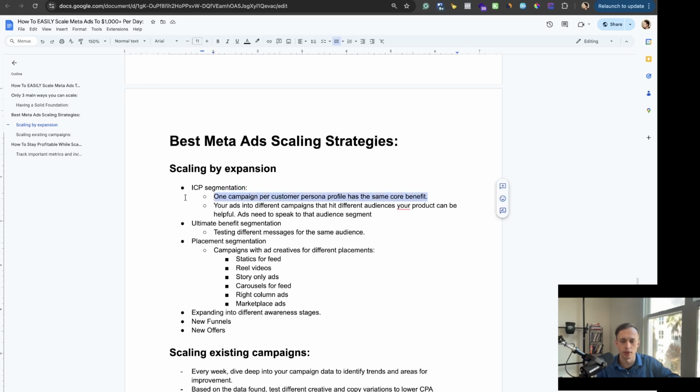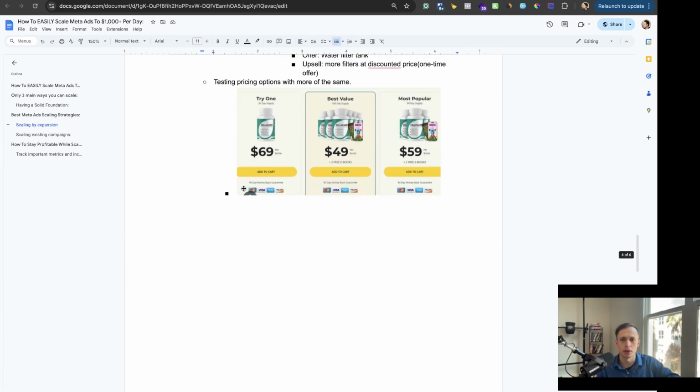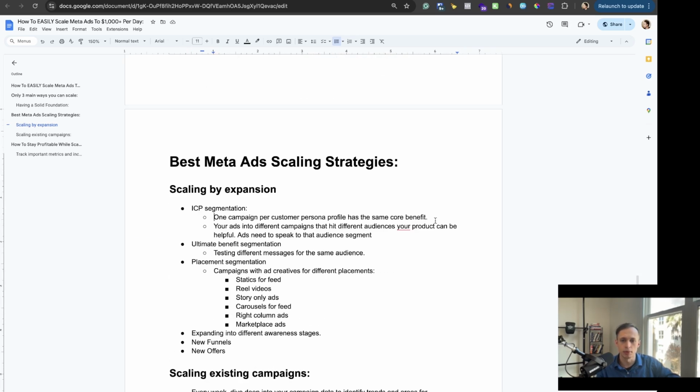So you can have different customer profiles, and you can have one campaign per customer profile that has the same core benefit. So let's say you sell supplements that improve sleep. There are different persona profiles that would buy that stuff. The way you would sell to them would be different, and it makes sense to test different campaigns for those. And it also makes sense to just have one very broad campaign that is very ambiguous and big, not clear who it's selling to.